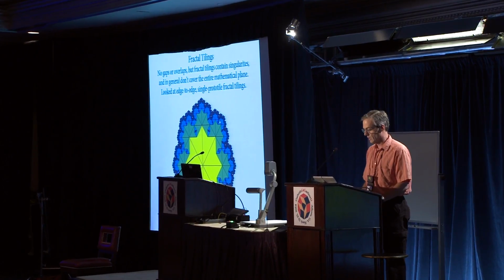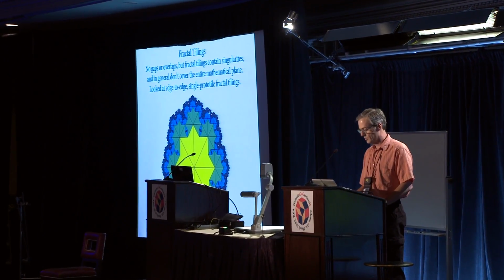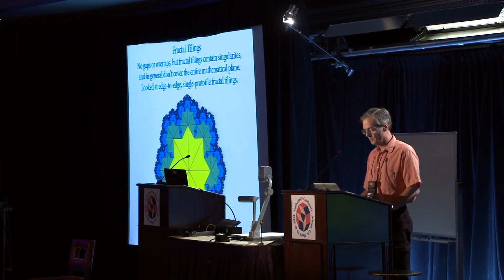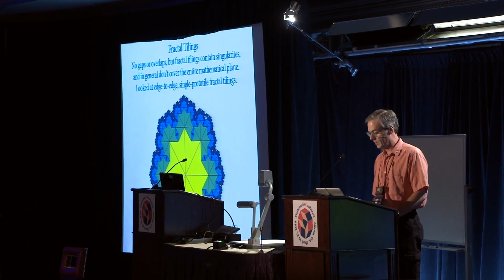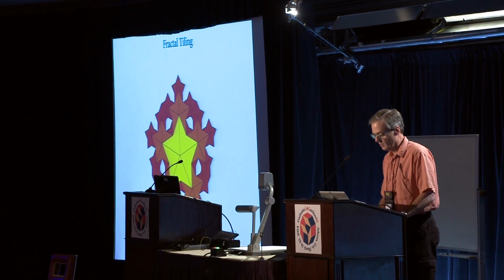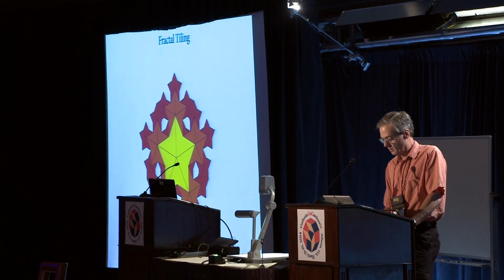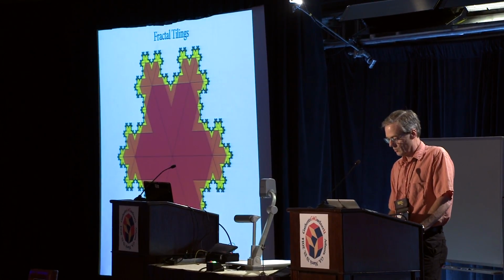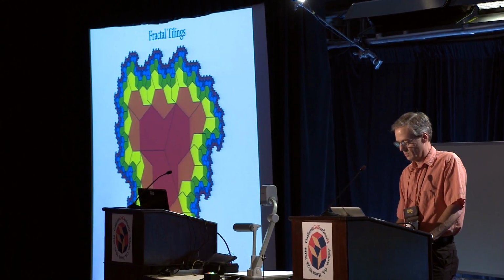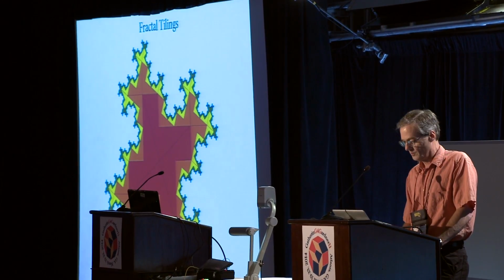These have no gaps or overlaps, but they do contain singularities, points at which the density of tiles blows up, and they don't cover the entire mathematical plane. Now, most shapes will not fit together neatly like this. There's an example. But there are a number of them that do. Another example of that. And a couple more.